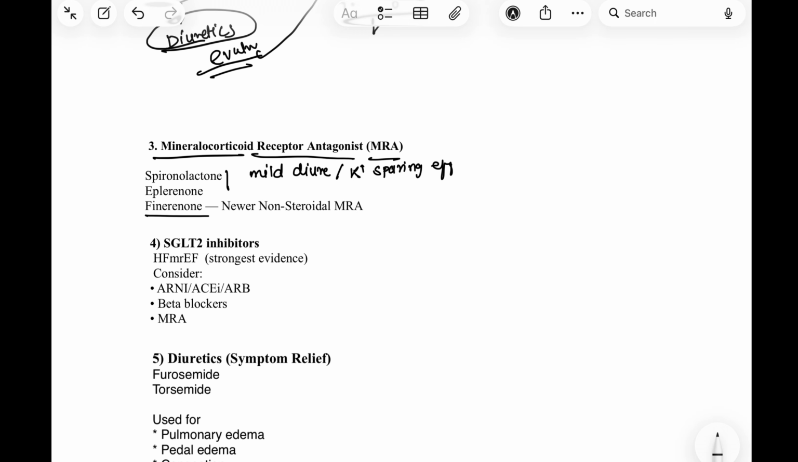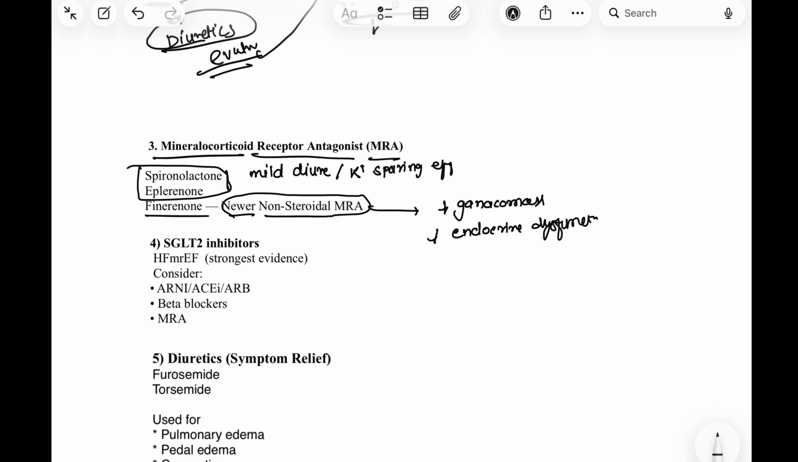So what is finerenone? Finerenone is a new non-steroidal MRA, and studies have found that it has a superior action to spironolactone and eplerenone. The conditions in which it is superior: it decreases gynecomastia. It is associated with a decreased chance of endocrine dysfunction. It has better cardiorenal protection, and it is also associated with a decreased chance of fibrosis, right? So these are a few points in which finerenone is more suitable than spironolactone and eplerenone.